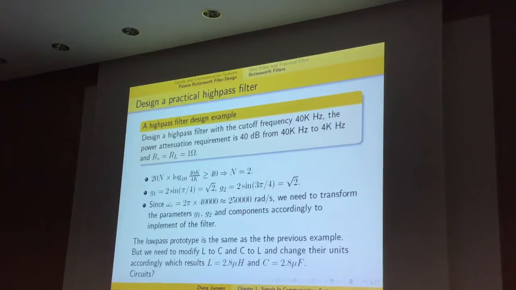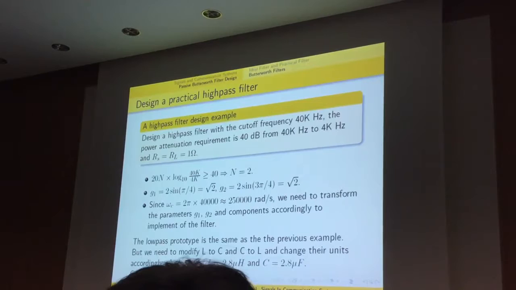Okay, 250k. Just now we were talking about 25k, right? Why does it now become 250k? Yes, because now the cutoff frequency here is 40k, not 4k. That's why you got a higher cutoff frequency here. Then according to the table I showed you just now, you modify this G1, G2, then you got this value. Because G1, G2 are exactly the same, you got the same value for L and C.